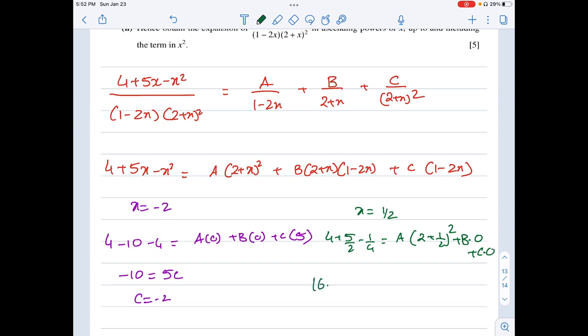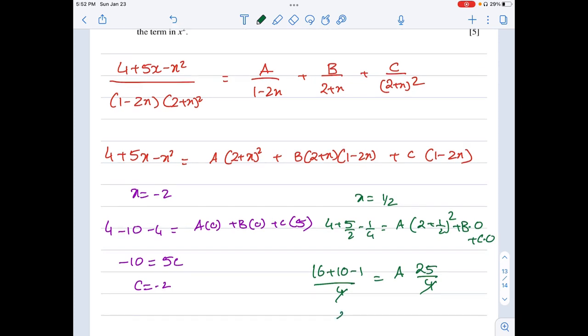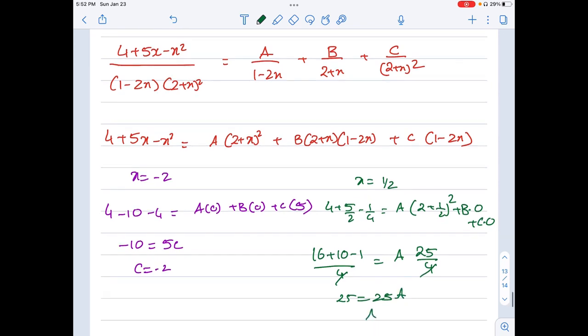So this is 16 plus 10 minus 1 upon 4 is equal to a times (5 upon 2) whole square, 25 upon 4. 4 gets cancelled. This is 26, 25. 25 is equal to 25a. So this gives me a is equal to 1.